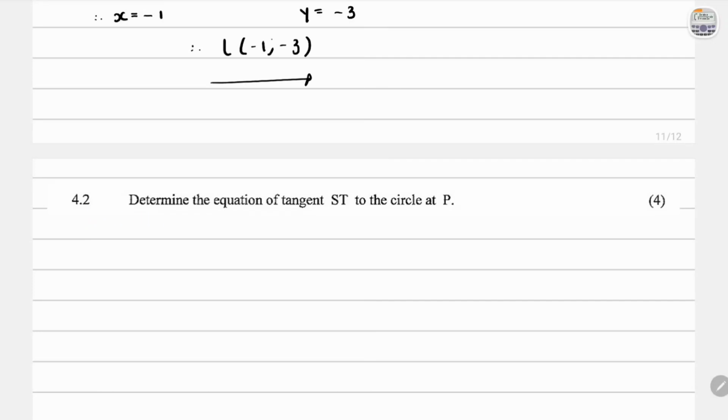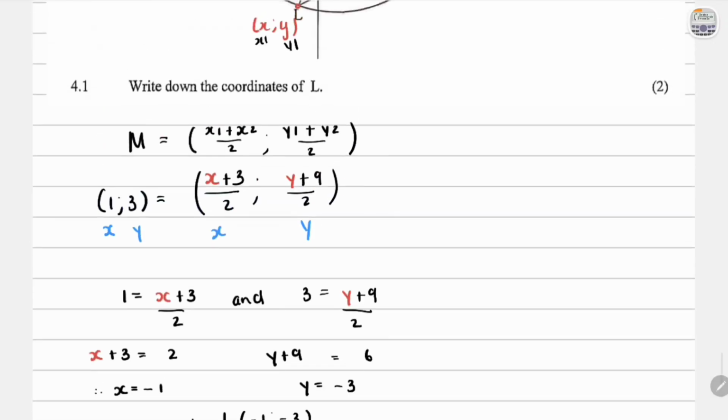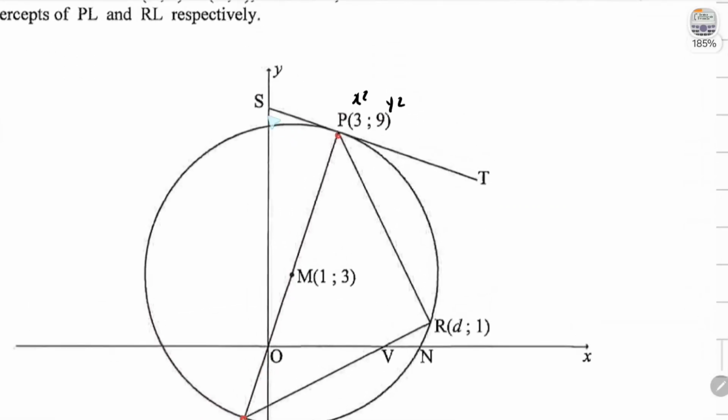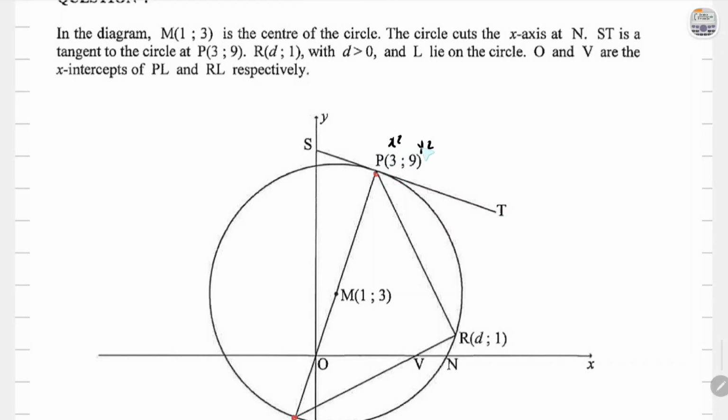Question 4.2 says, determine the equation of the tangent ST to the circle at P. So what do we know about this tangent, ST? How can we find its equation? Well, there's only one point on it. Despite the fact that there's only one point on it, do you see that there is a radius that intersects with this tangent? And we know from Euclid that a radius and a tangent are always perpendicular at their point of contact. So we have a case of perpendicular lines here. So if we find the gradient of the radius, we can use that to find the gradient of the tangent.